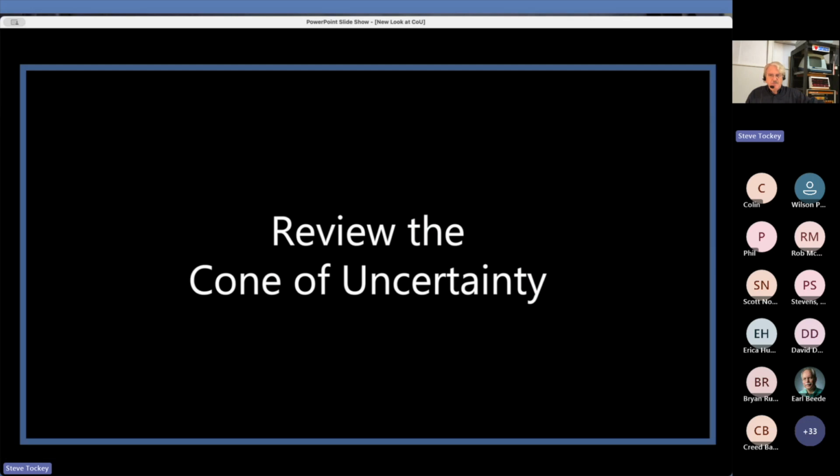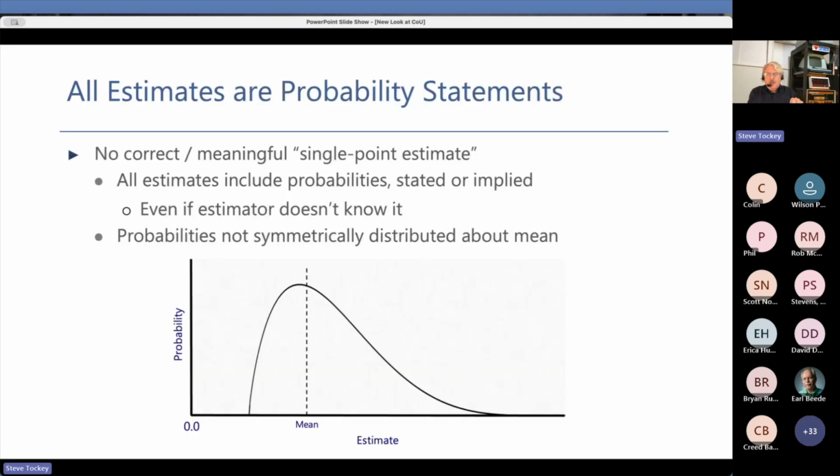Okay, in terms of reviewing the cone of uncertainty, if you've seen this before, fine, but if you haven't seen it before, the idea is that for any estimate, we're trying to estimate doing some work. For any estimate, there's a probability that that estimate will be what actually happens. And so the analogy here, and I'm borrowing this analogy from Earl, he talked about it in that podcast.